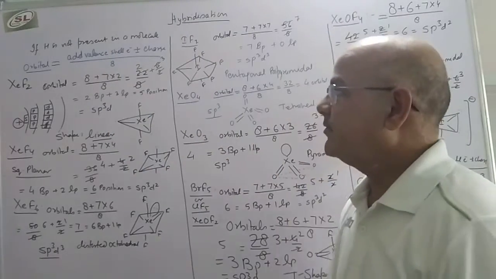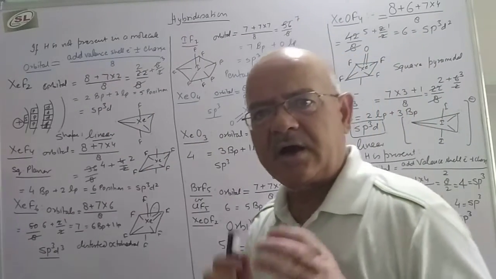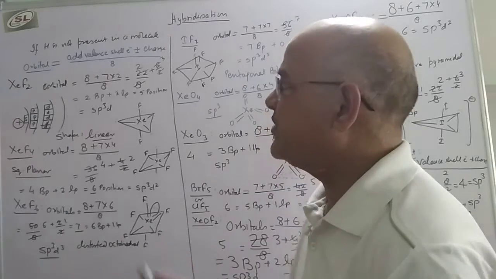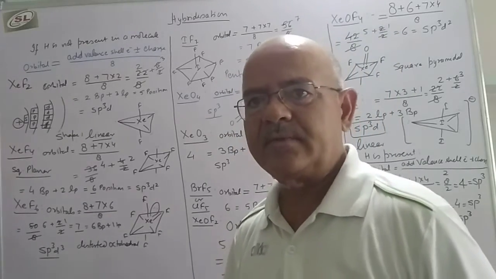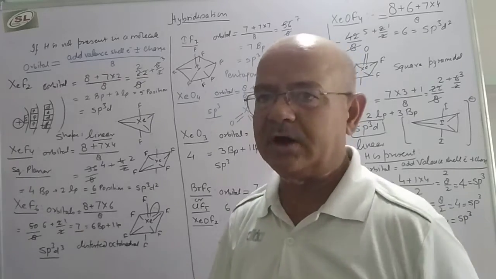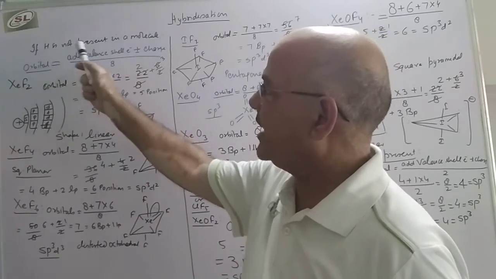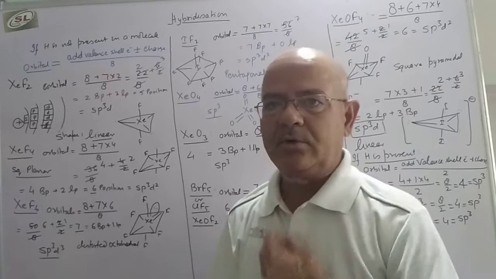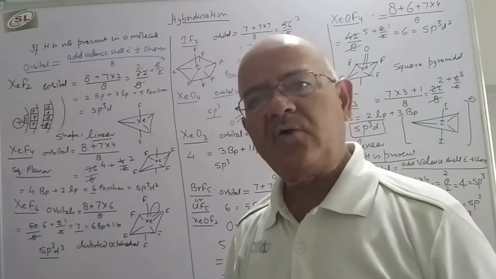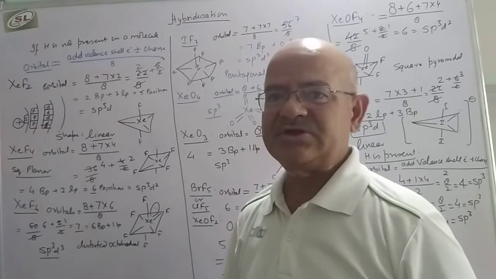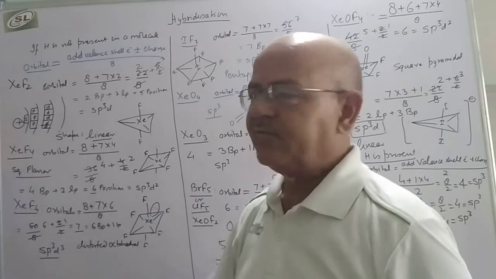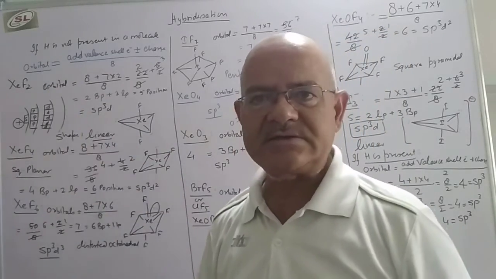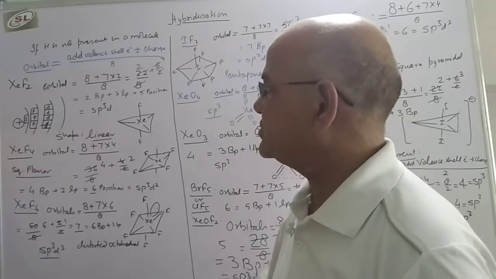Here we will discuss a trick by which we can find the hybridization as well as the geometry with the help of a formula. Suppose hydrogen is not present in a molecule, then how can we find the hybridization? It can be done by using this formula. We will find the atomic orbitals that are going into hybridization.